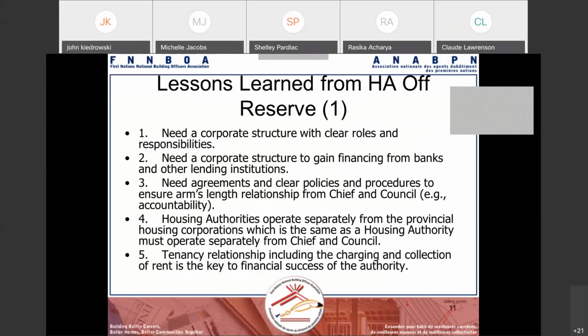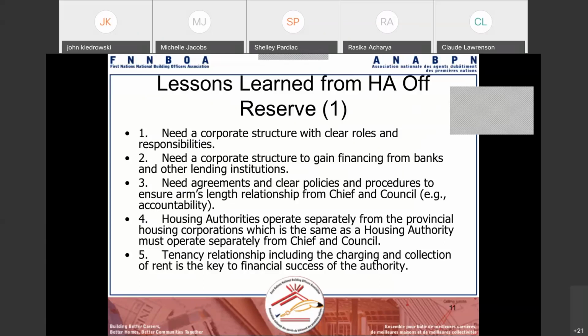So what have we learned from housing authorities or housing corporations off reserve? Well, the first one is, you need a corporate structure with clear roles and responsibilities. Why is that important? Well, you can gain financing from banks and other lending institutions. It is very hard for a bank, any financial lending corporation, to lend money to a non-corporate structure. So if a First Nation community is going to set up a housing authority and it doesn't have its corporate structure, then the banks are very hesitant to lend money because there's no clear corporate entity of how it's going to function: governance, code of ethics, how the decision is going to be made, conflict of interest. They want to see all that information.